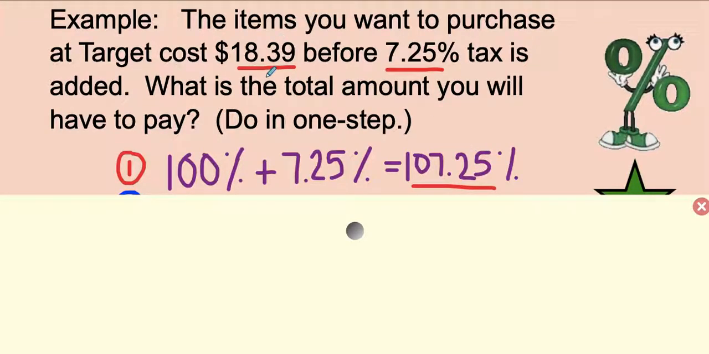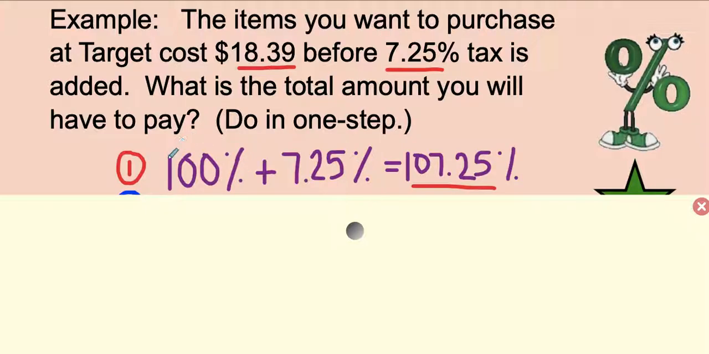So let's look at an example. The items you want to purchase at Target cost $18.39, but then there's also 7.25% sales tax that's added to that amount. So what's the total amount you're going to have to pay? So we're going to look at this as a proportion.